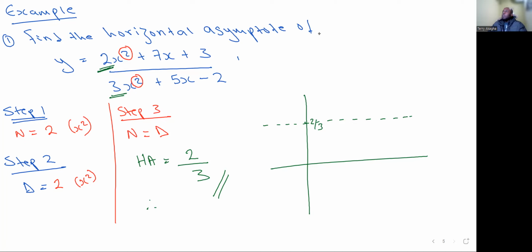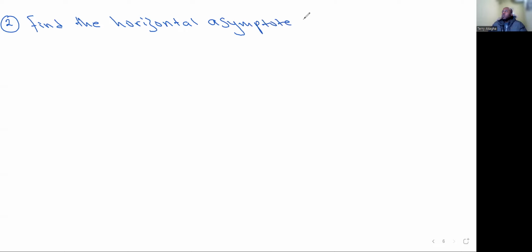Okay, let me pick another example. Number 2. They said find the horizontal asymptote of y is equal to 2 over x plus 5 plus 6. So in this case, we're finding the horizontal asymptote of this particular rational function.